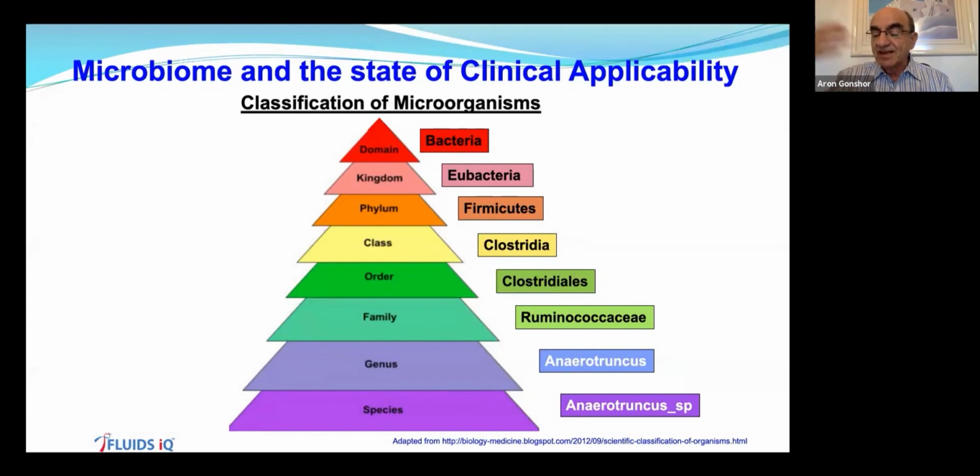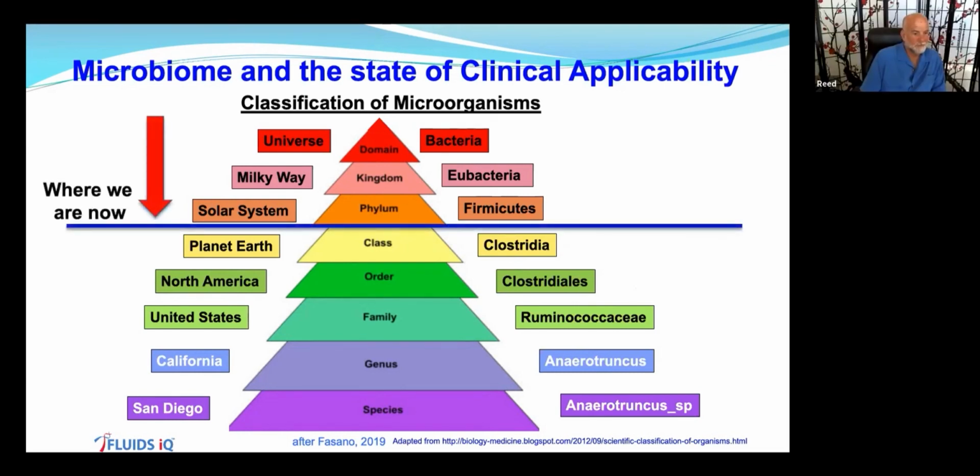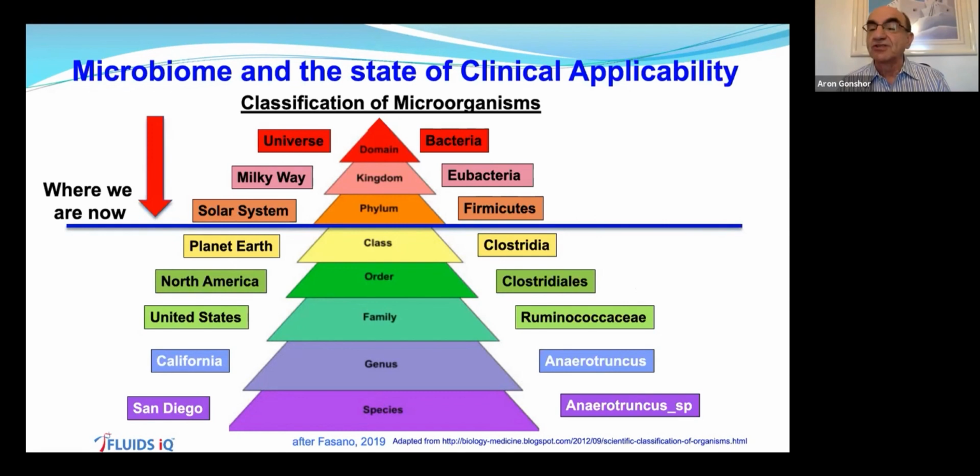Well, this is adapted, and you can read about it in the classification of microorganisms, which starts with domain, to the kingdom, to the phylum, and down through class and order and family and genus all the way down to species. It's almost like saying the domain is the universe, and then you work through the Milky Way and the solar system until you eventually get to, Reed, this was for you, San Diego. Love it. Where are we now? You know where we are? We're at the solar system.